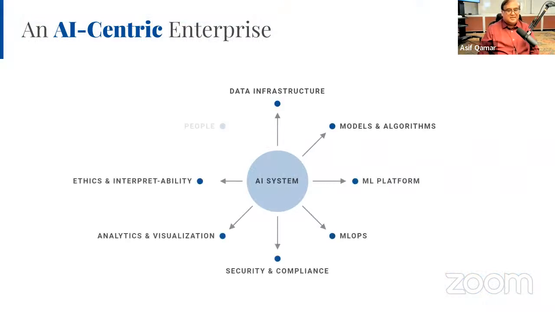Once again, the AI-centric enterprise, I keep repeating this and I'll keep repeating it every single session, my next 3 slides: AI is more than just models. An AI system is the data infrastructure. It is models and algorithms, sure. That's one of the jewels of this AI system. But you need a platform, you need operations, you need security and compliance, you need analytics and interpretability and ethics. Did you check for bias? Did you protect against adversarial attacks? Did you do all of that? And the people. Are the people really capable?